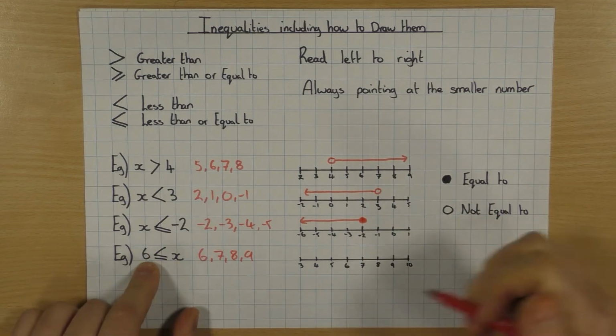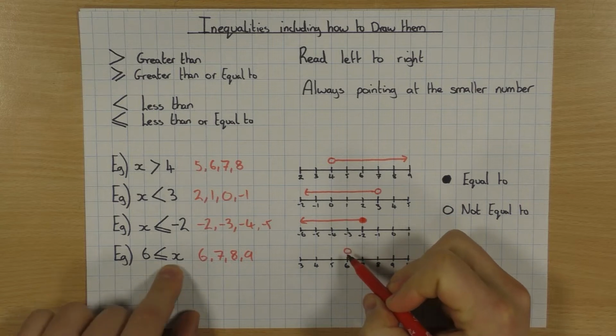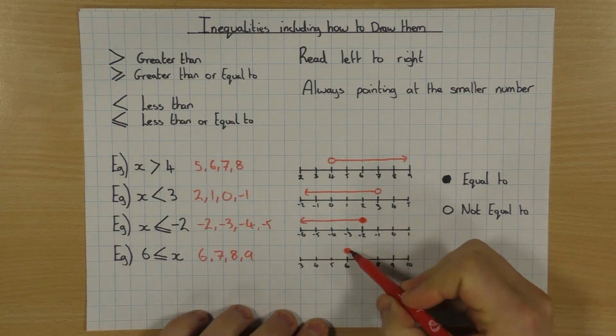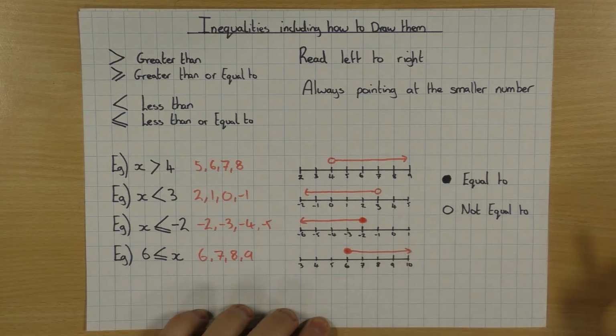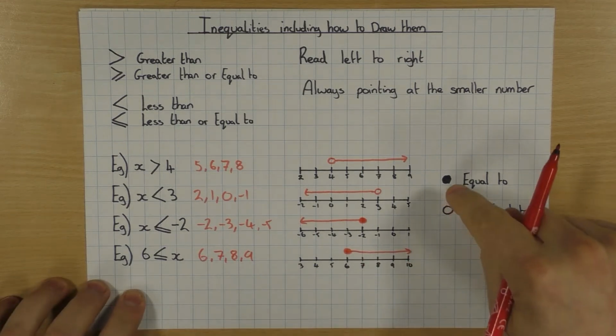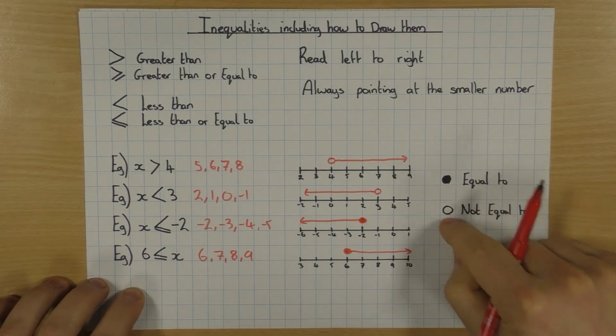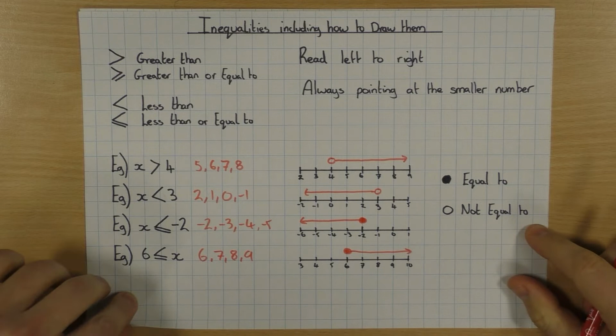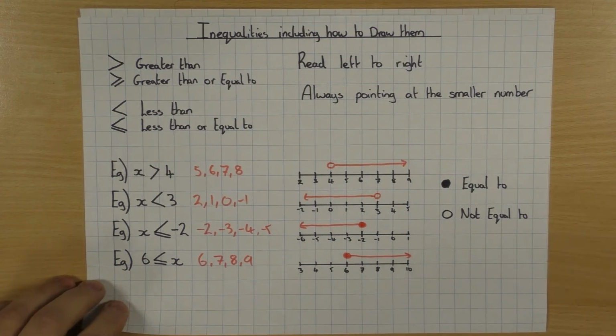So this one here, I'm going to put my circle over 6. It is equal to, so I'm going to colour it in. And this one here, we're saying x is bigger, so I draw an arrow going up my number line. Okay, so solid circle means equal to, clear circle, not equal to. Okay, so that's some basics. Let's go on and step up a notch.